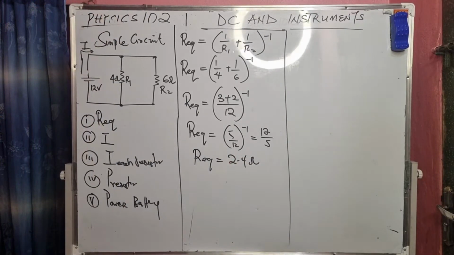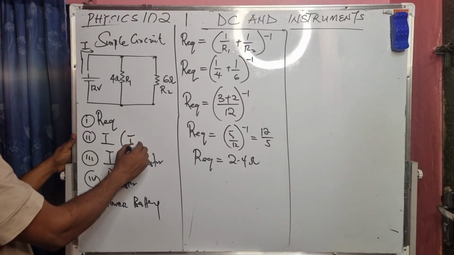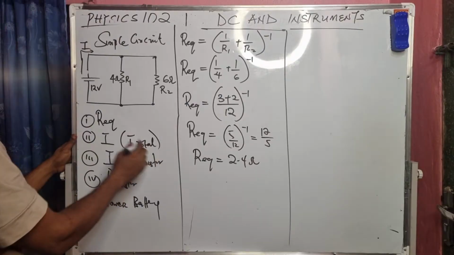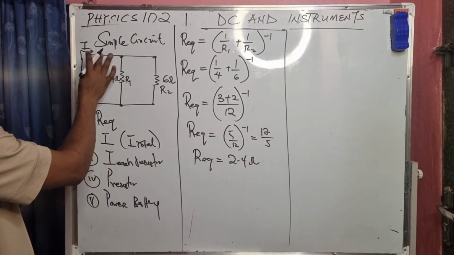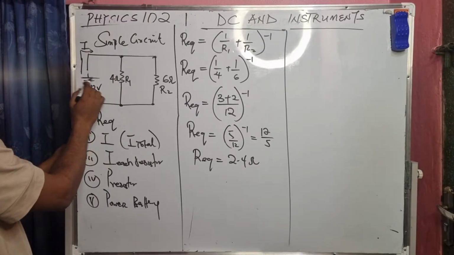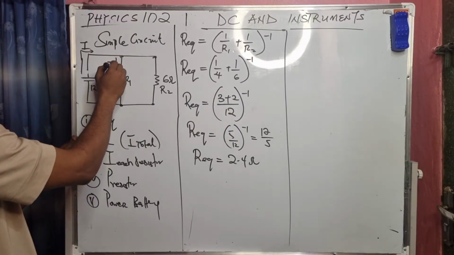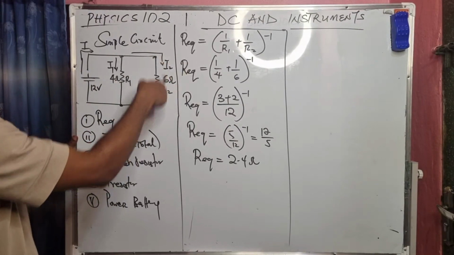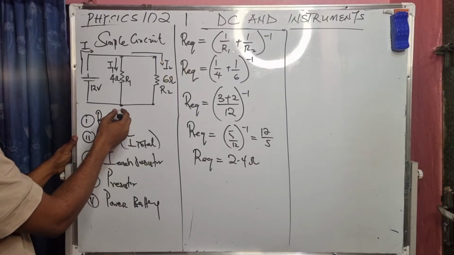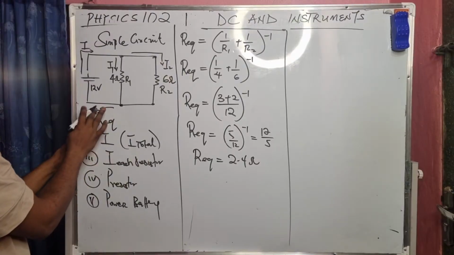Okay. So the next is to find the total current, I total, that flows through this circuit, because there's a splitting here. When this current flows from this battery, it will split. I1 will flow through here, then here we have our I2 that flows through this. The sum of these currents we meet at this point to give us our I total.